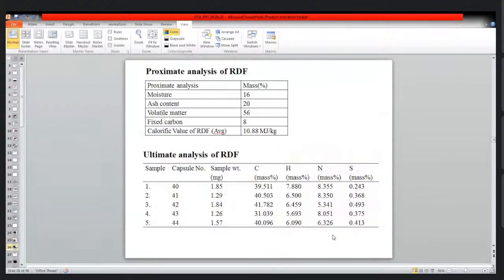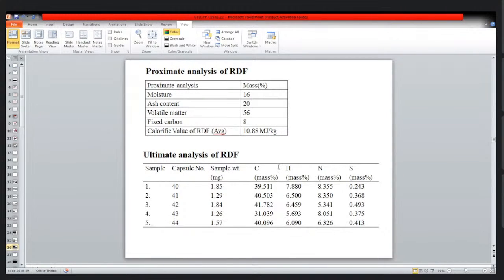So the chemical or proximate analysis of RDF was carried out. The moisture content is relatively very small, only 16%. Ash content is 20%, again higher, but relatively less than municipal solid waste. Volatile matter is considerably high, and fixed carbon is also very good. And it constitutes the calorific value of RDF, that is 10.88. It is very, very good.